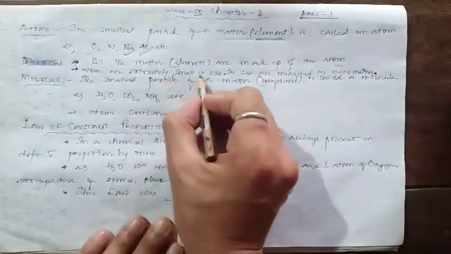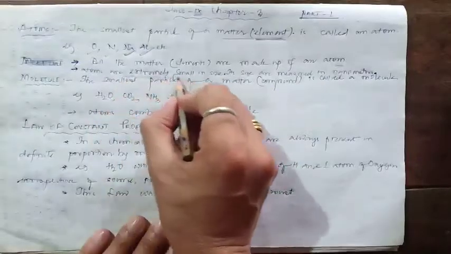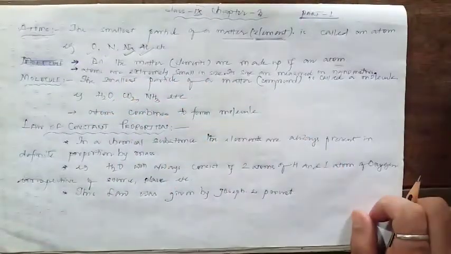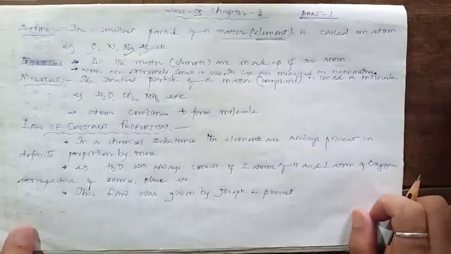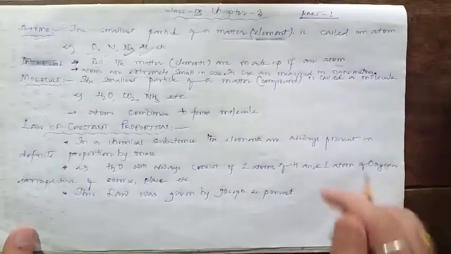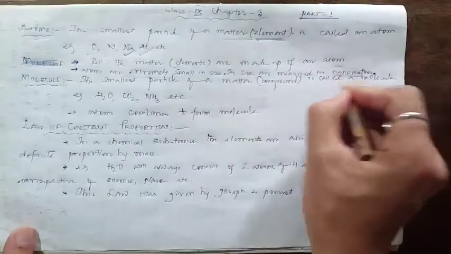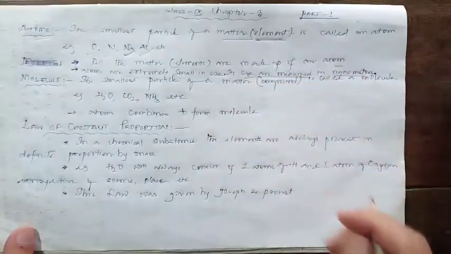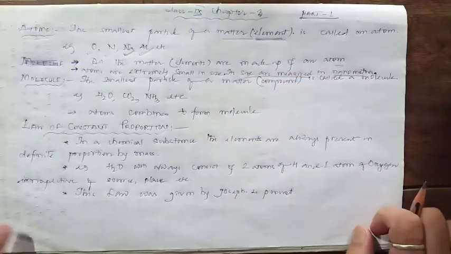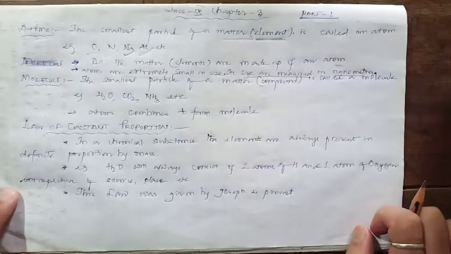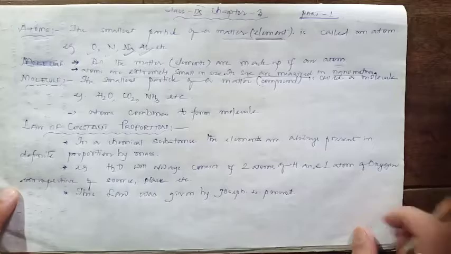Atoms are extremely small in size. Its size is measured in nanometers. Atoms are assumed to be spherical, and a sphere has a radius. Sphere size is measured in terms of a radius. So atomic radius is measured in a unit called nanometer.